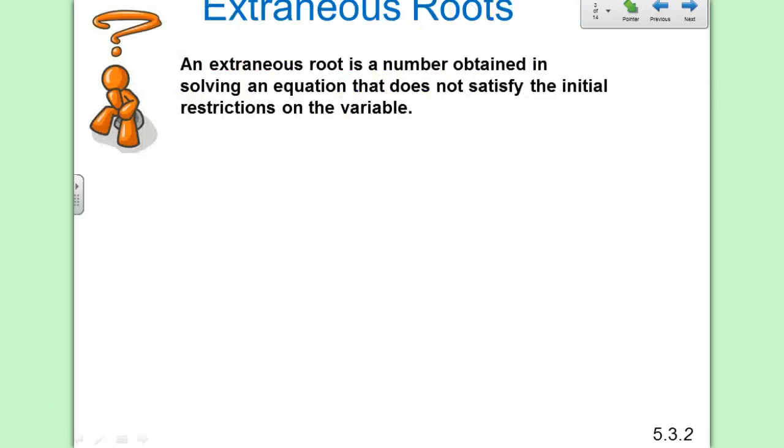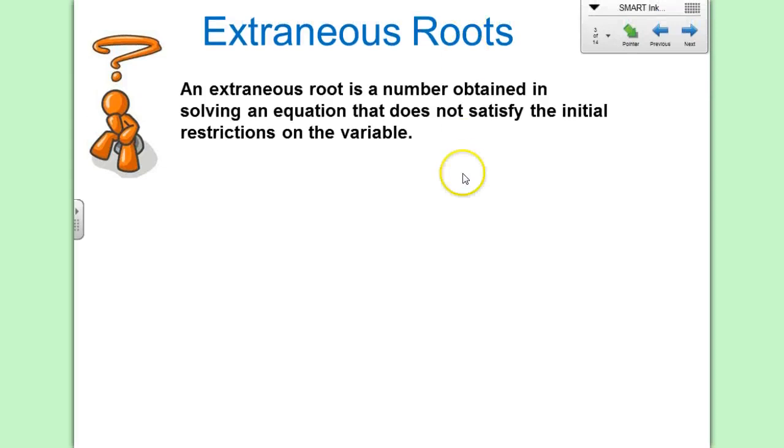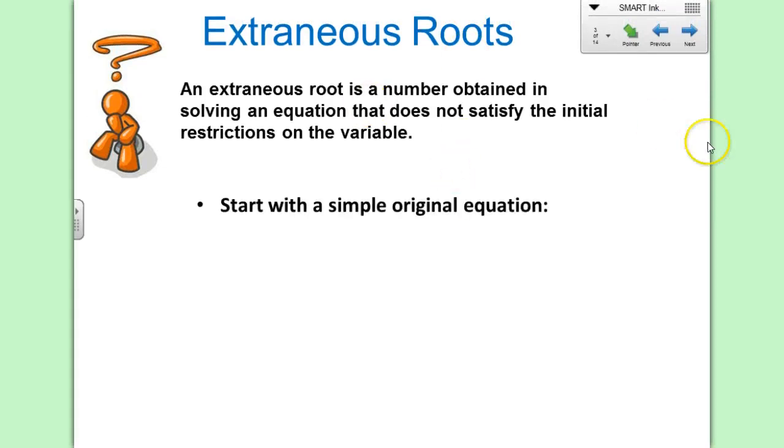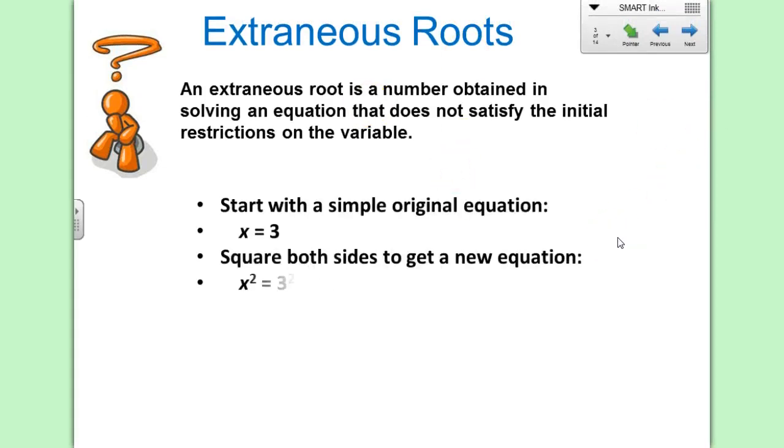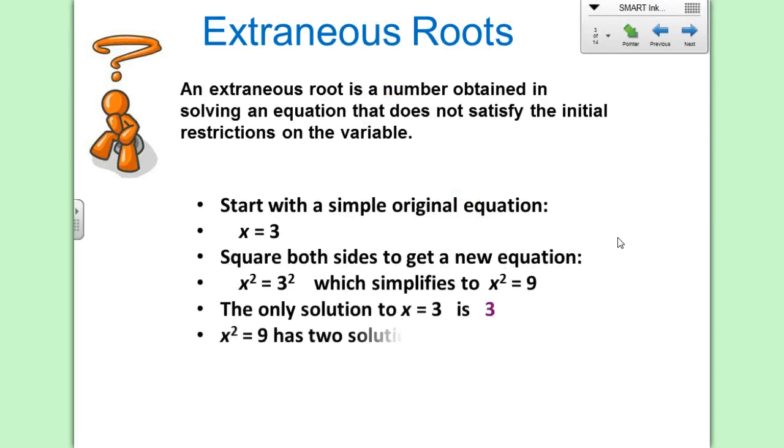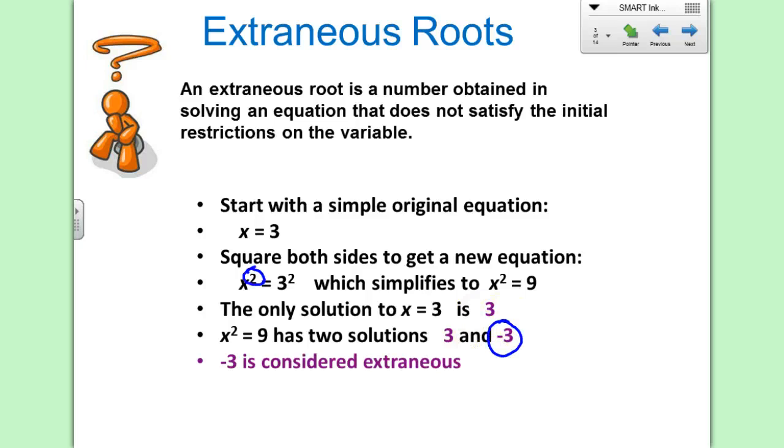There's something else that's really important. There's something called extraneous roots. An extraneous root is a number obtained when you solve an equation that doesn't satisfy the initial one. So if you start with a simple equation, like x equals 3, and you square both sides, you get x squared equals 9. But that's not equivalent, because if x squared equals 9, you have two answers, 3 and minus 3. Minus 3 is actually the extraneous root, because that came as a result of squaring, and squaring does weird things. The only answer from the beginning was 3, so we can't have minus 3. That's extraneous.